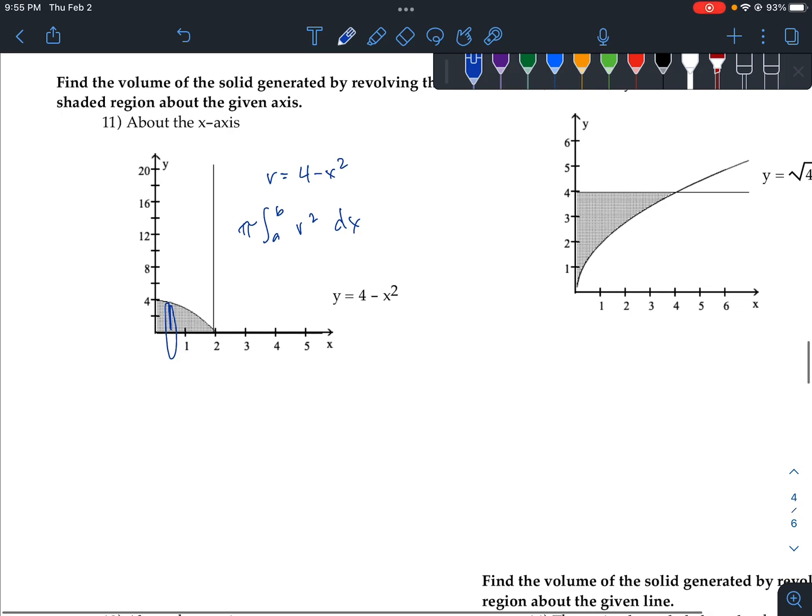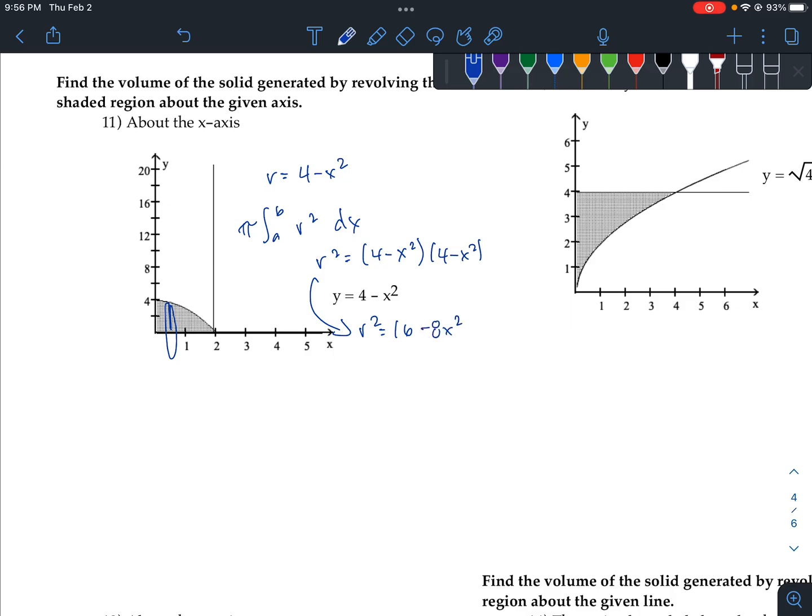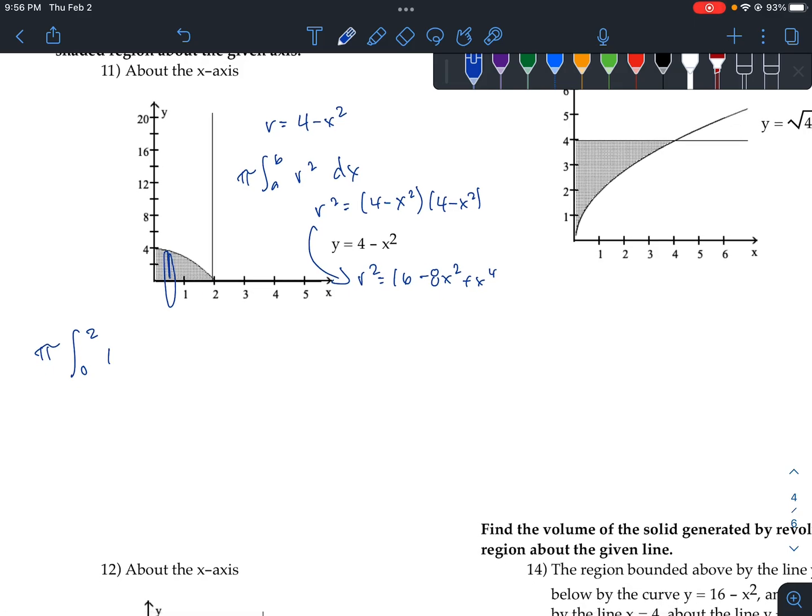So let's go. If we square that, then r squared is equal to 4 minus x squared times 4 minus x squared. So r squared is going to be equal to 16 minus 8x squared plus x to the fourth. So my integral will be from 0 to 2. I need my pi outside there. Don't forget the pi. And I got 16 minus 8x squared plus x to the fourth dx.